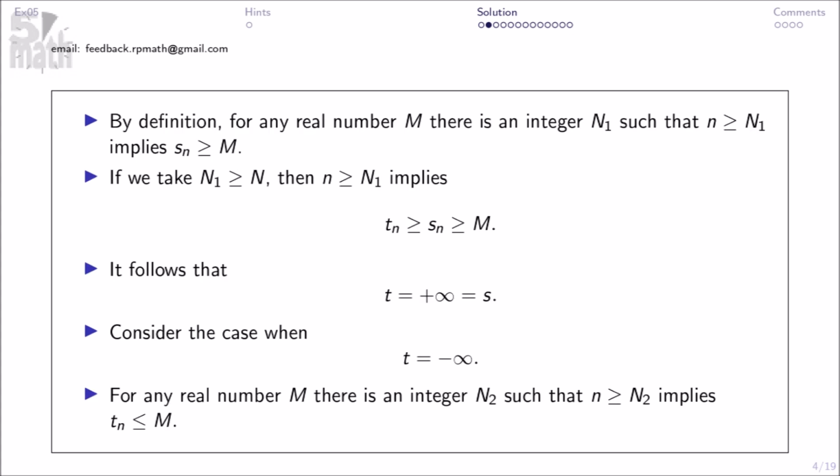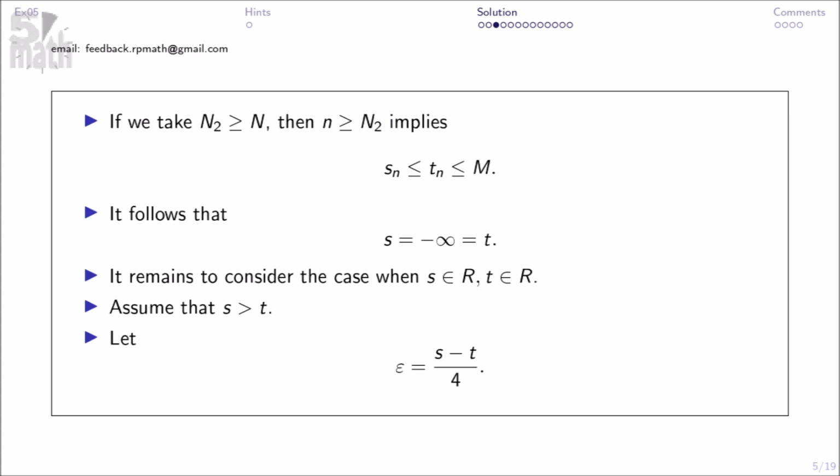By definition, for any real number m, there exists an integer n1 such that this implies that. If we take this, then this implies this. It follows that t equals plus infinity equals s. Consider the case when t equals minus infinity. For any real number m, there is an integer n2 such that this implies that. If we take this, then this implies this. It follows that s equals minus infinity equals t.